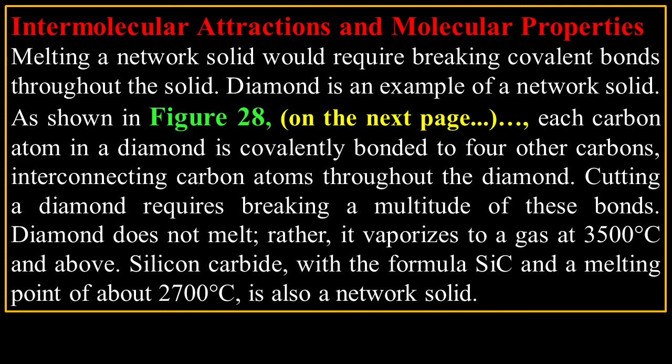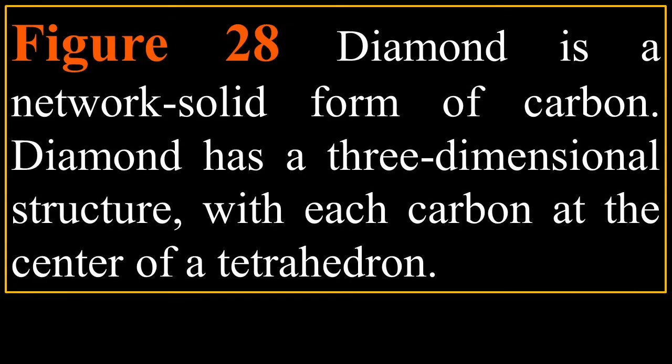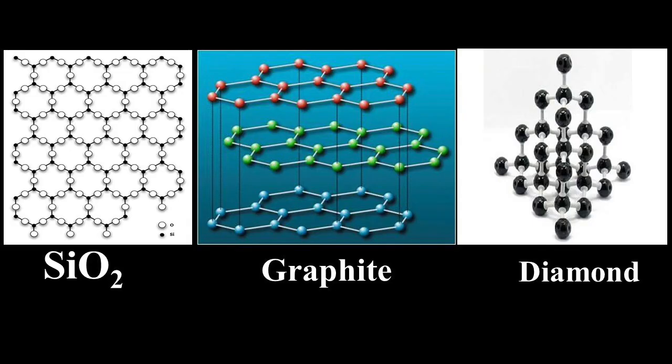Silicon carbide with the formula SiC and a melting point of about 2,700 degrees Celsius is also a network solid, as well as silicon oxide, which is sand. Diamond is a network solid form of carbon. Diamond has a 3-dimensional structure with each carbon at the center of a tetrahedron.